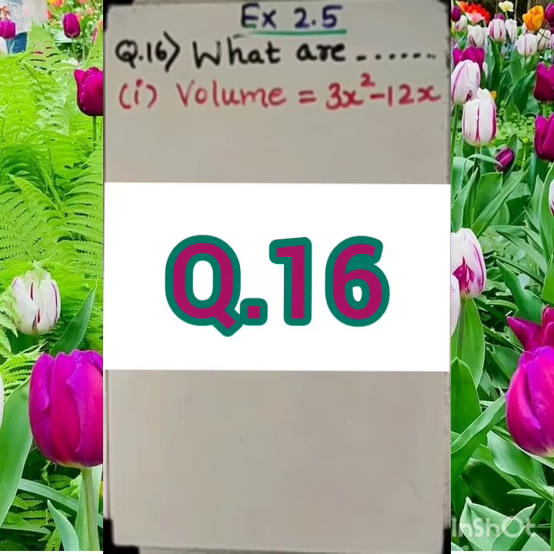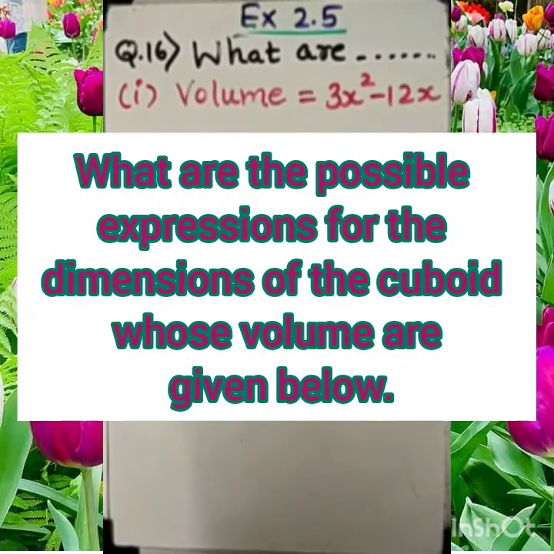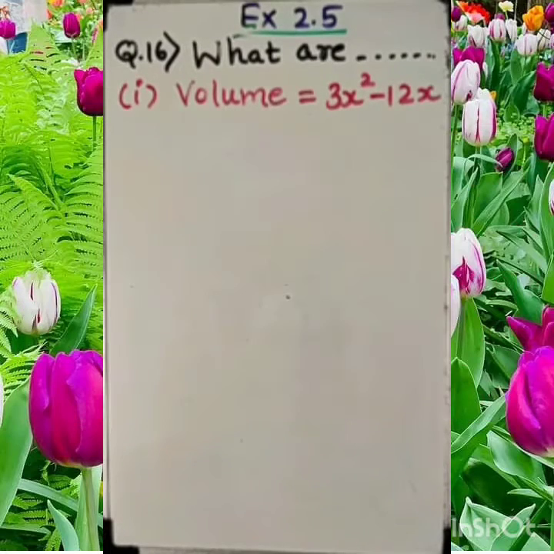So my dear student, here question number 16 is in front of you. The question I am reading for you: What are the possible expressions for the dimension of the cuboids whose volumes are given below? Fine. Volume we are given. Volume is three-dimensional, right? Cuboid figure. So we will have volume 3x square minus 12x.